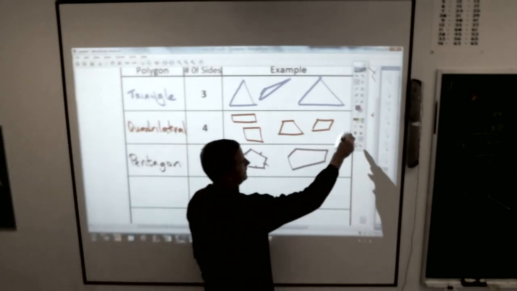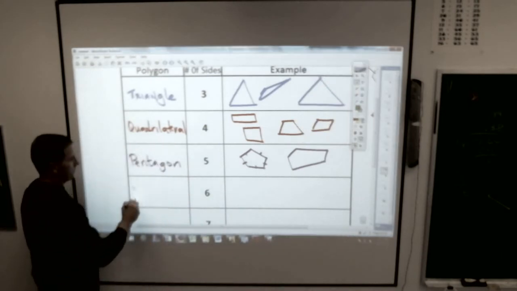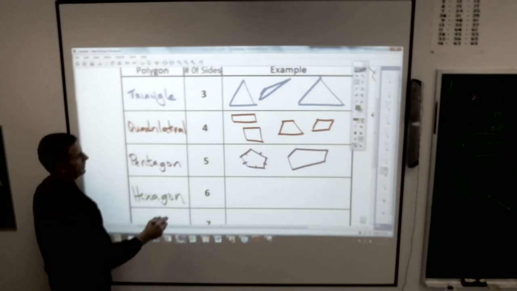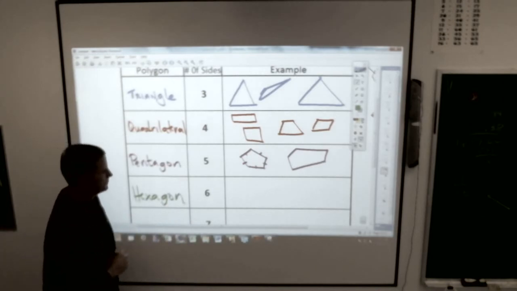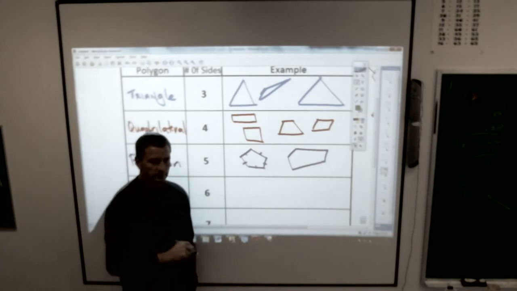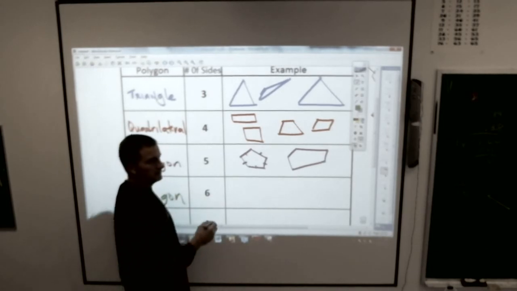Six-sided shape, somebody already said, it's a hexagon. Anybody, where do we see hexagons? Anybody know? It's not really real common, I don't think. Right? Like a stop sign or something?